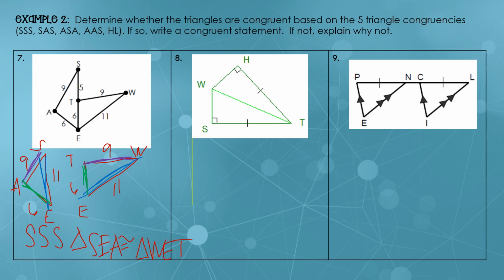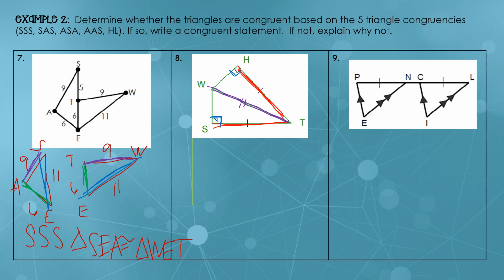All right, on 8, we have one marked side, HT and ST. We have a right angle, so angle H and angle S. As of right now, that's not enough, so we got to think about, is there anything we can add to the picture? WT is part of both triangles, so that is a reflexive side. So one of the things that I noticed right off the bat is that there's a right angle, and if there's a right angle, it might be hypotenuse leg.